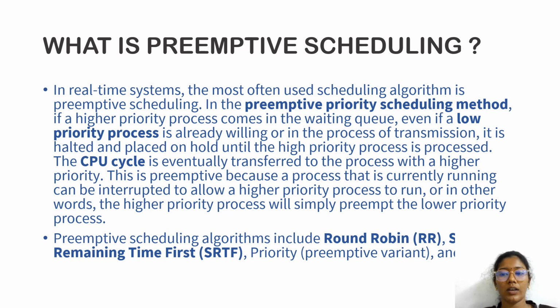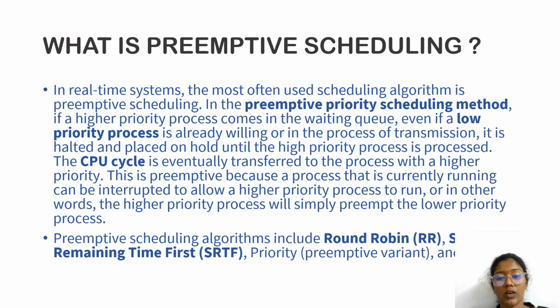In the preemptive priority scheduling method, if a higher priority process comes in the waiting queue, even if a low priority process is already in the process of execution, it is halted and placed on hold until the high priority process is processed. The CPU is eventually transferred to the process with a higher priority.